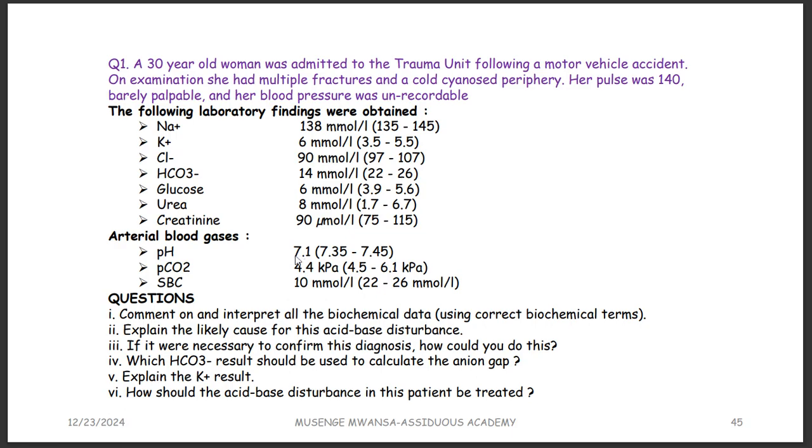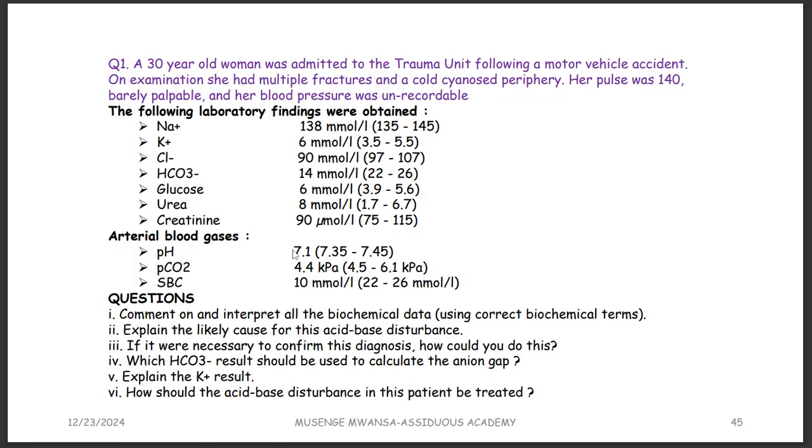So the next thing for us to be able to comment, remember acidosis, it's either we have gained acid or we have lost base. If we have lost base, it means that bicarbonate should be low. If we have gained acid, it means carbon dioxide should be high. But look at this, carbon dioxide is not high. So this can't be gaining of acid. Instead, it is the loss of base. And if it is a loss of base, definitely it can't be respiratory, right? So this is metabolic acidosis.